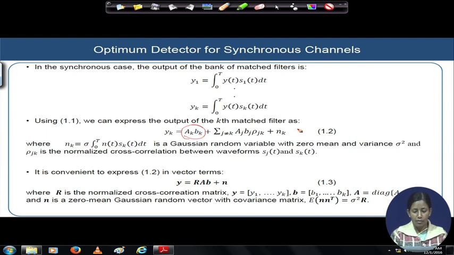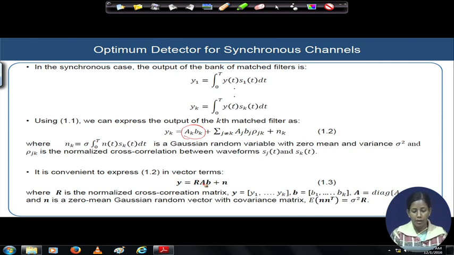N_k, as usual, is a Gaussian random variable which accounts for the noise component associated with the process, with zero mean and variance sigma squared. Remember, this n_k can be expressed as n(t) multiplied with the independent signature waveforms and integrated over 0 to T.